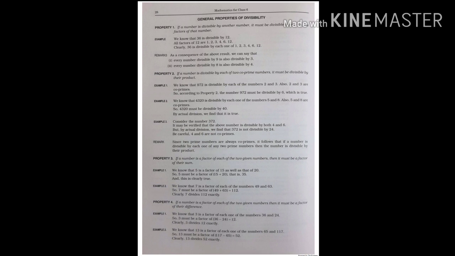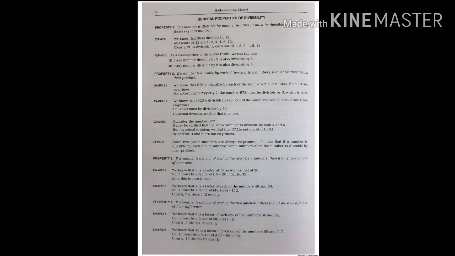Next, come to property 2. If a number is divisible by each of two co-prime numbers, I hope you remember co-prime numbers, it must be divisible by their product. For example, 972. It's an even number which is divisible by 2. And again 9 plus 7 plus 2, that is 18. It is divisible by 3. And 2 and 3, they are co-prime numbers. So 972 is also divisible by 2 into 3, 6. Right. Remember the divisibility test of 6? That is using this property.